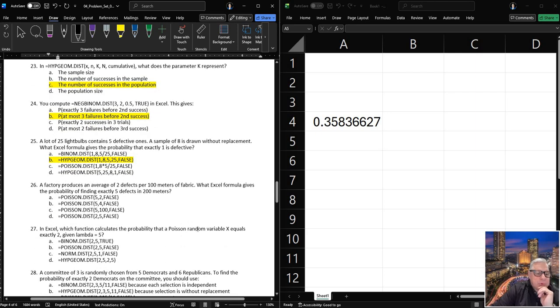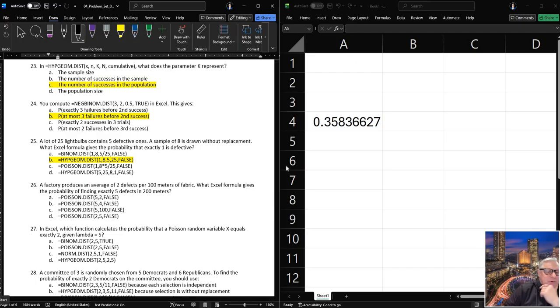A factory produces an average of 2 defects per 100 meters of fabric. Okay, so those are rare events per interval, like a space interval, and that calls for Poisson. And of course, the person who came up with those questions figured that out too, obviously. So which one is the correct Poisson formula? What Excel formula gives the probability of finding exactly 5 defects in 200 meters?